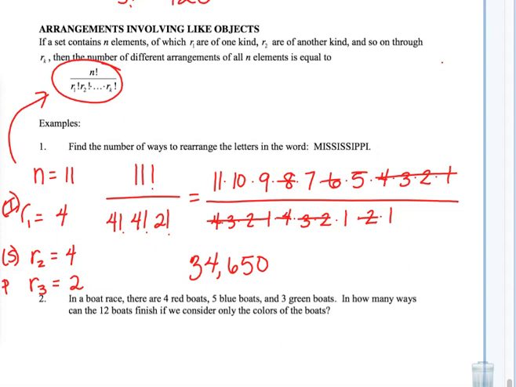So when I think about this, my n would be 12, and then I have 4 red, 5 blue, 3 green. I think you'll understand this if I just go ahead and write out how we do this. That's 12 factorial divided by 4 factorial, 5 factorial, and 3 factorial. And so we can write that out. Actually, I'm going to do that on a clean sheet so that you can see it better.